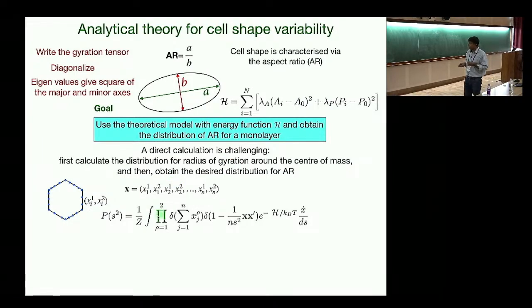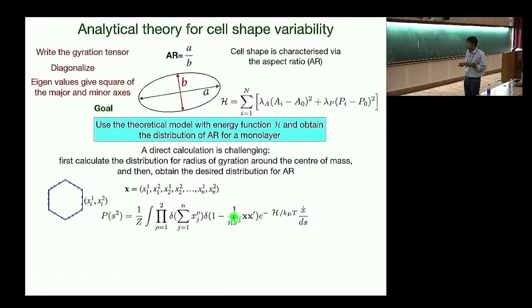What we do is represent the cell via a set of points on the perimeter, something like this, represented by the vector x. And then one can formally write down the distribution for the squared radius of gyration, which is, this I'll get to in a while. This is a distribution where we assume the configuration appears as a Boltzmann-like distribution. It's not exactly Boltzmann because the temperature has a different notion, but we'll get to it in a while.